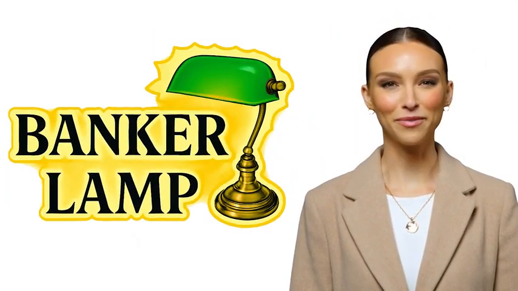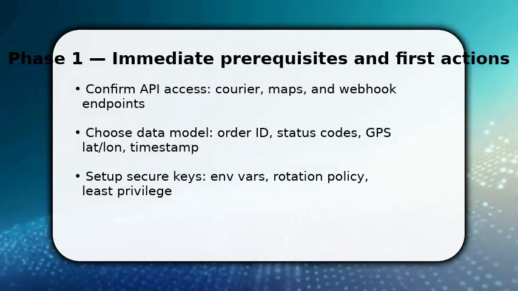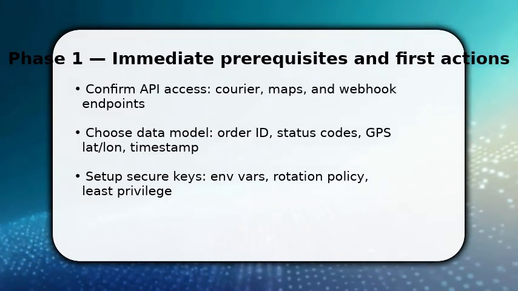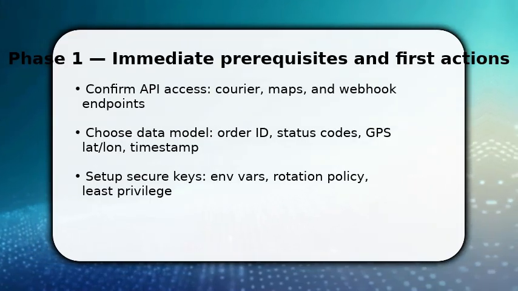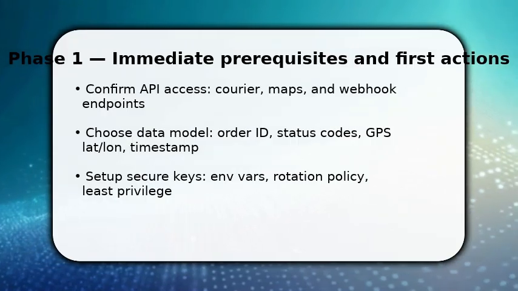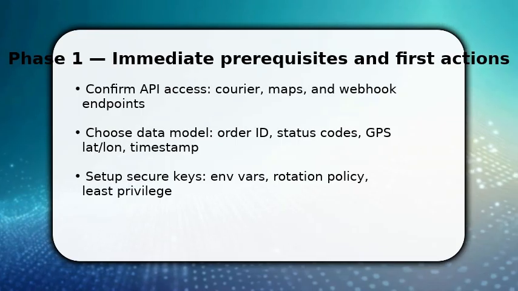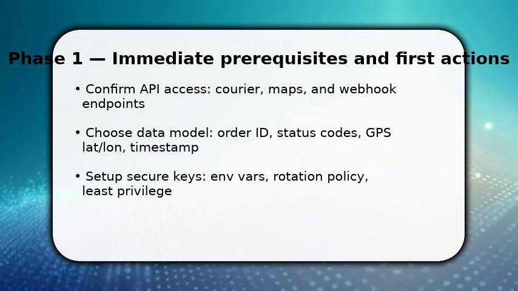Please enjoy the video. You already have a deployment and domain. Start by enabling the Courier API keys and map provider account now. Create the tracking table schema for order ID, status codes, GPS lat/lon, and timestamps. This ensures consistent payloads. Once done, configure environment variables for keys and restrict IPs.